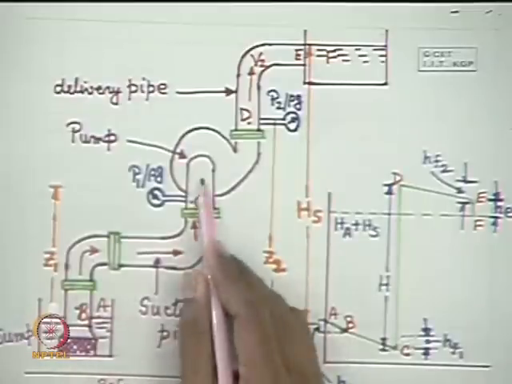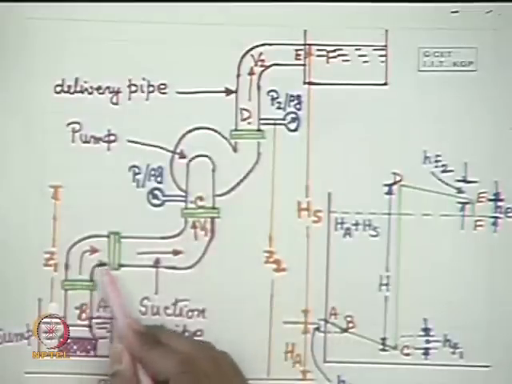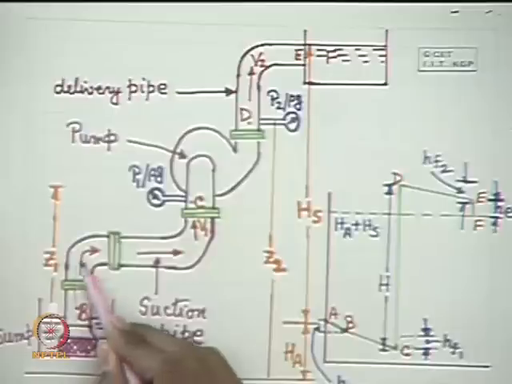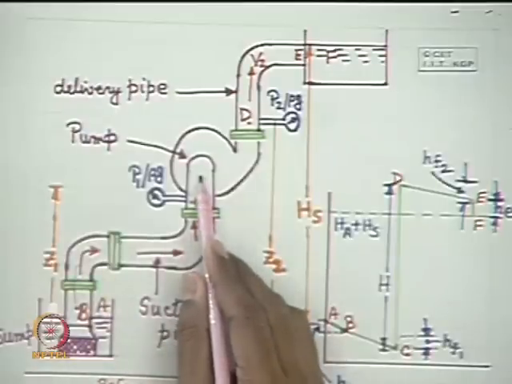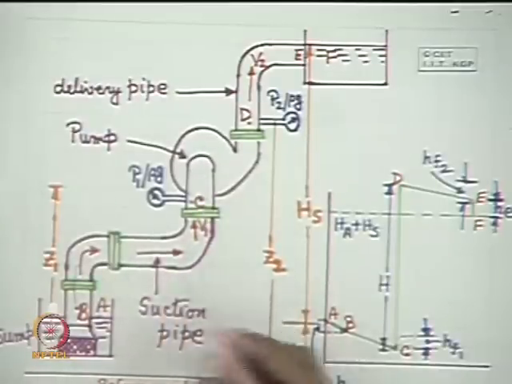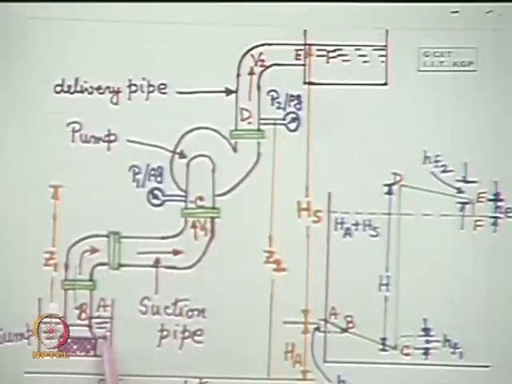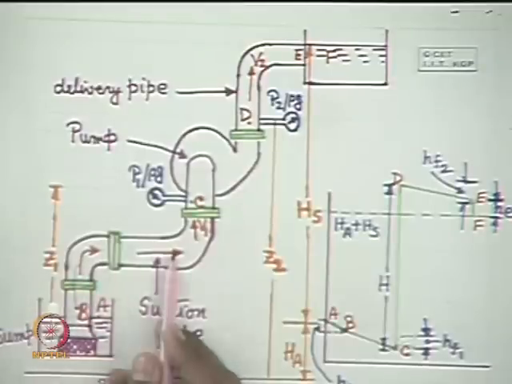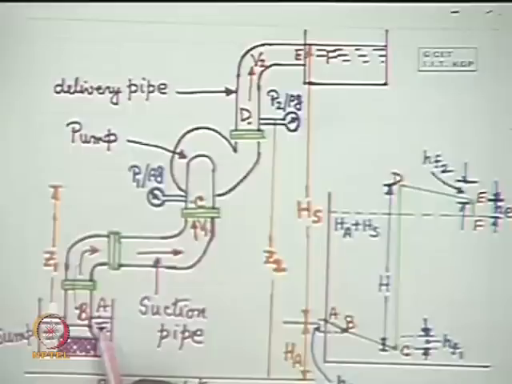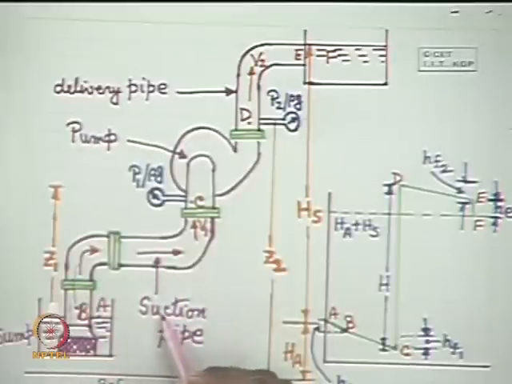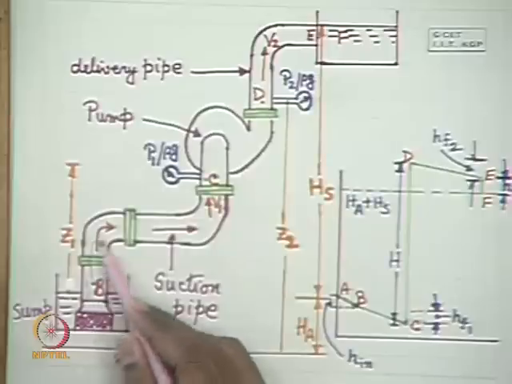Now this is a pipe which takes the water from the lower reservoir, and the liquid flows through this pipe and goes to the pump. This pipe is referred to as the suction pipe. Why? Because usually this water is kept at atmospheric pressure, open to atmosphere. So for the liquid to flow through this pipe, the pressure in this pipe has to be lower than the atmosphere, so that the fluid at rest at atmospheric pressure can flow through it. That is the reason this pipe is known as the suction pipe, where the liquid is sucked from atmospheric pressure.